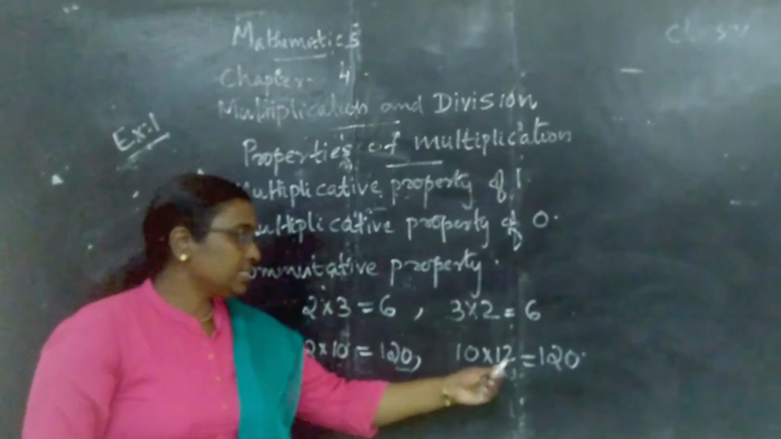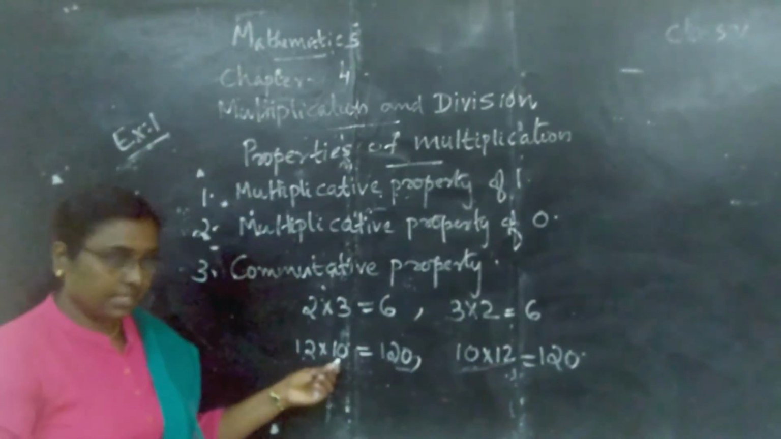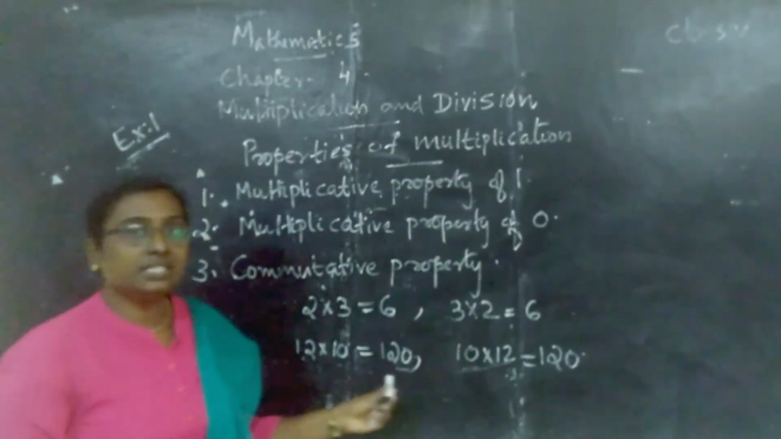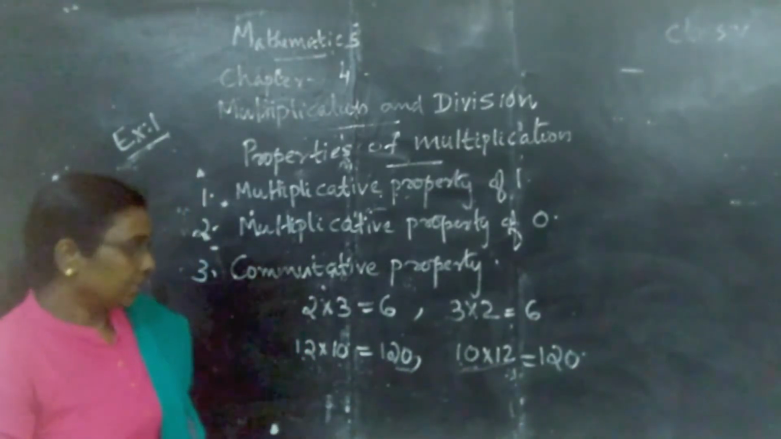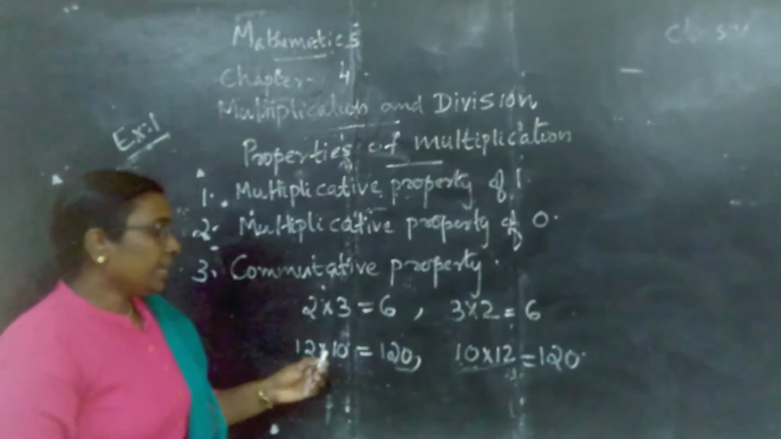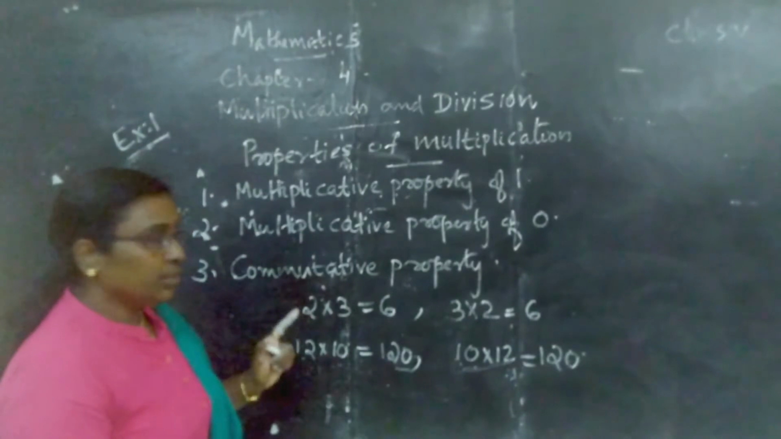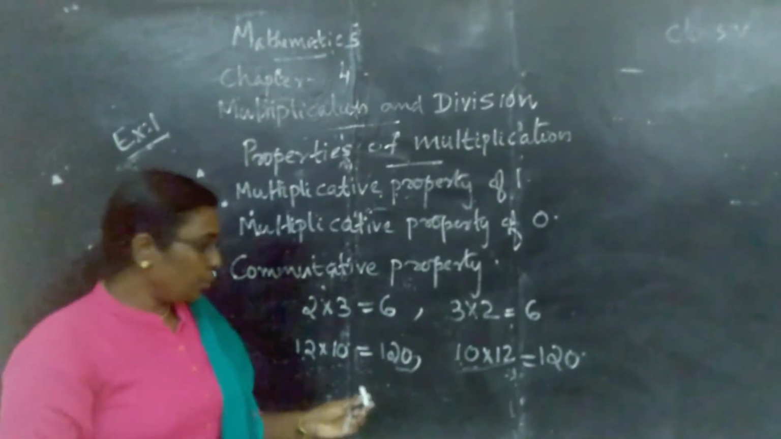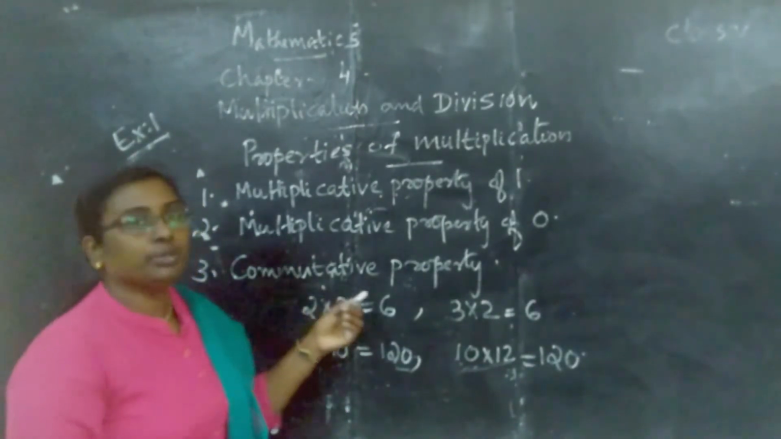Here we change the order. Here we write 12 first, then 10. Here we write 10 first, then 12. That is, we change the order in writing the numbers. Okay. That is, from these we can say that two numbers can be multiplied in any order. That is commutative property.